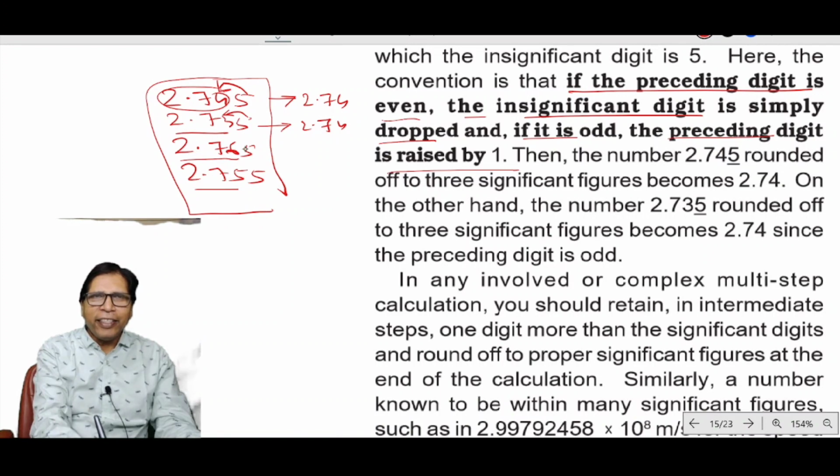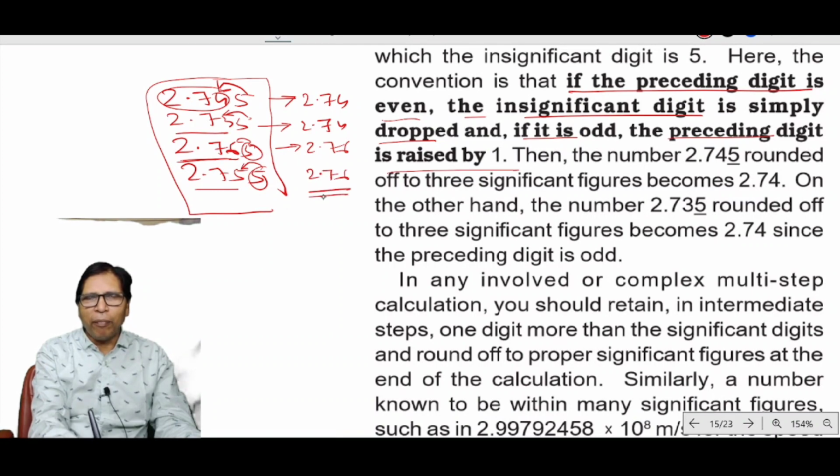Now look at the next 3 digit number. Before 5 there is an even number, so this is 2.76. Now before 5 there is also an odd number, so 2.76 is the number.